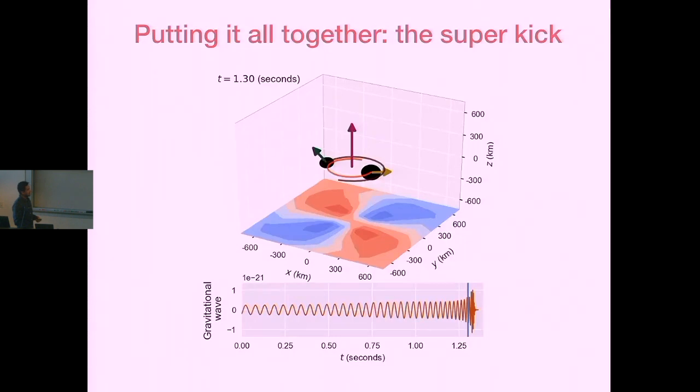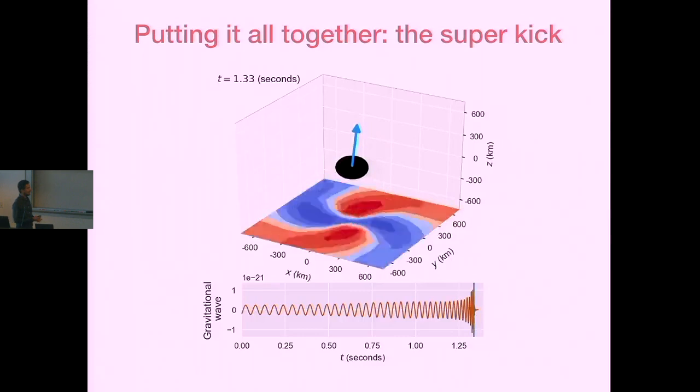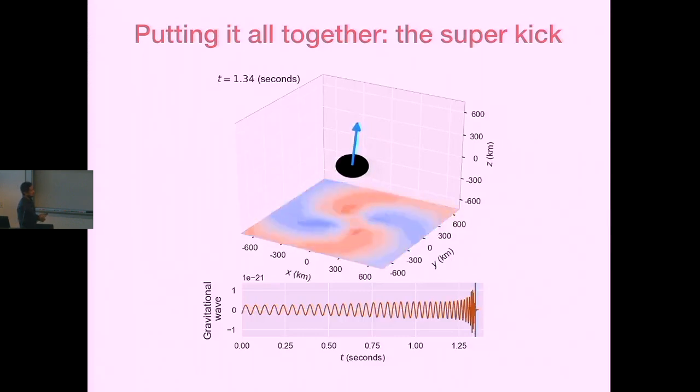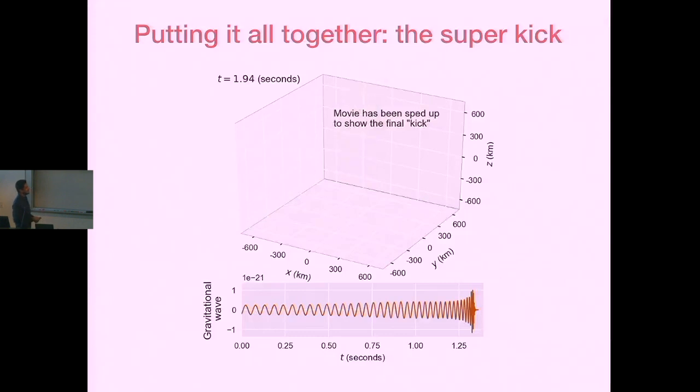And if I let the movie go on, you'll see that after the merger, the final black hole will fly away with a very high velocity. But to make that clear, I'll speed up the movie right now. There you go. So the final velocity here is about 100 the speed of light, so that's a very high velocity.